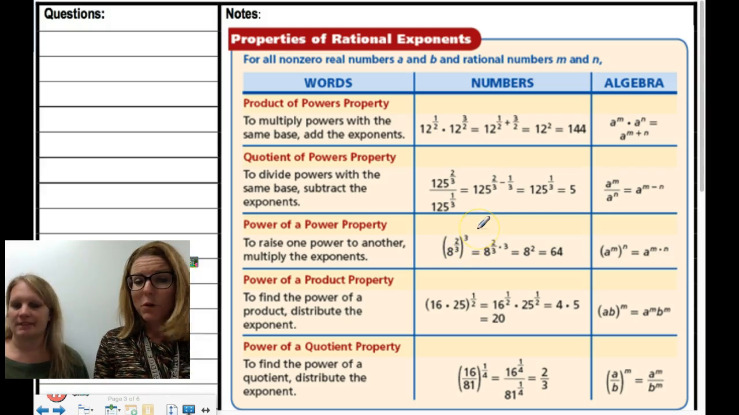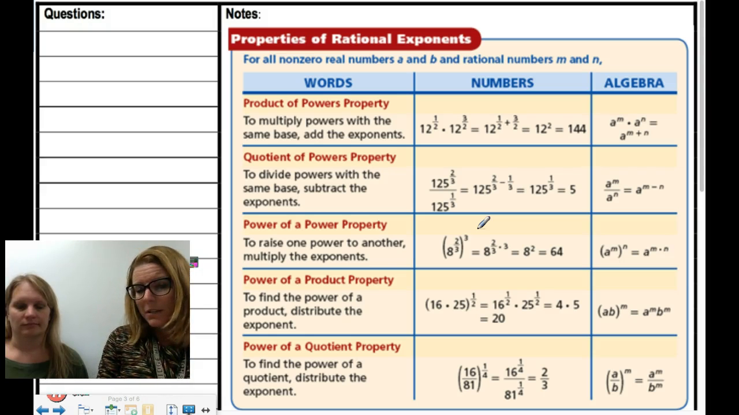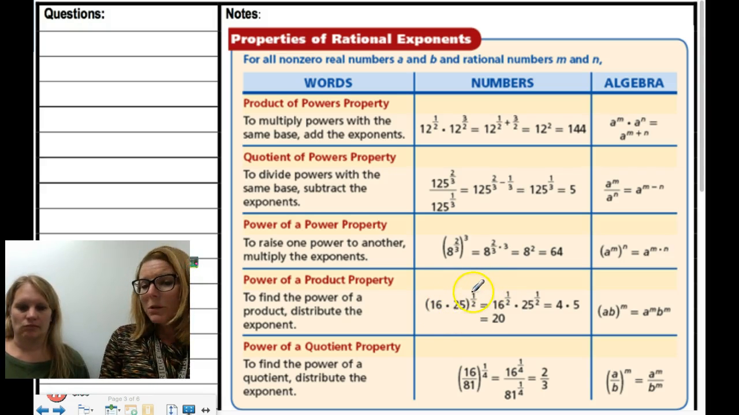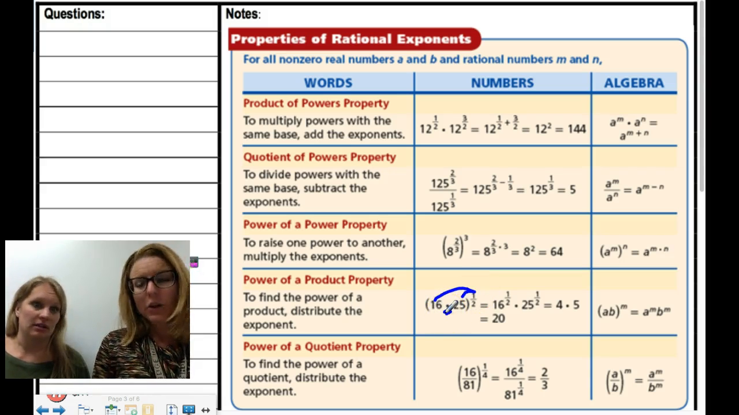And power of a product property, all that means is when you have 2 numbers or variables, whatever, multiplied together, you can distribute or apply the exponent to each of them. But the only way to do that is if we have a multiply here. Not an addition. Correct.